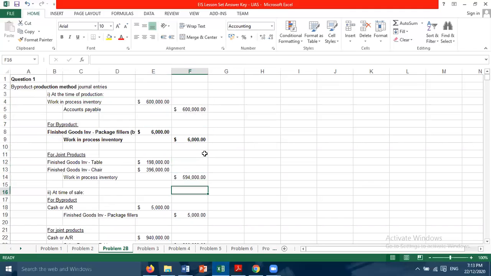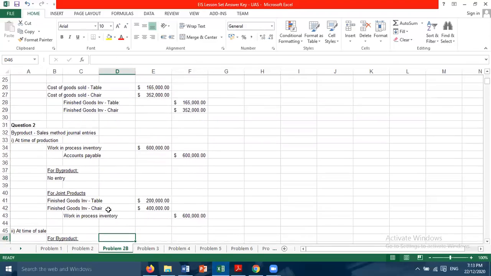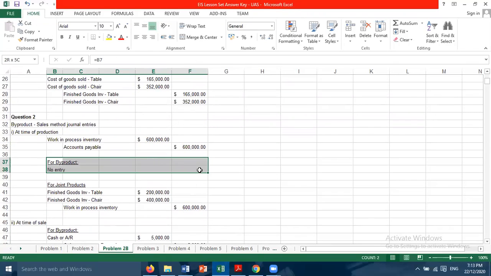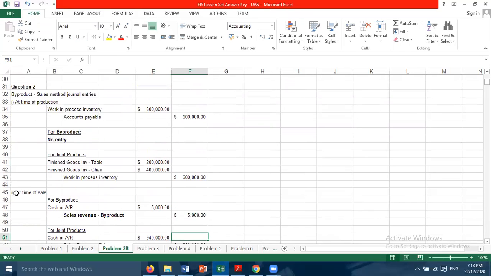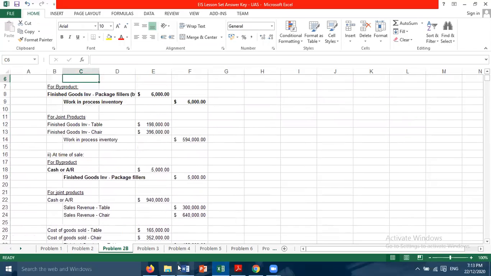However, we don't recognize byproducts, or we don't recognize the sale of byproducts as revenue. As you can see here, there's no revenue here. We just credit it or reduce it by the inventory of the byproducts. Then next, there will be the sales method. In the sales method, we don't recognize byproducts at time of production, but we recognize the byproducts during sales, and we recognize sales revenue when the byproducts is sold. That's the difference between production method and sales method.